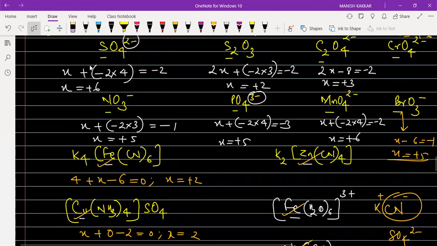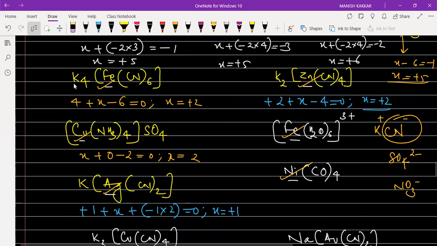On the right hand side, I have written an example K2Zn(CN)4. It is +2 plus x minus 4 equal to 0. So x equal to +2. That is the oxidation number. And H2O is a neutral molecule. X plus 0 is equal to +3. Iron is in the +3 oxidation state.